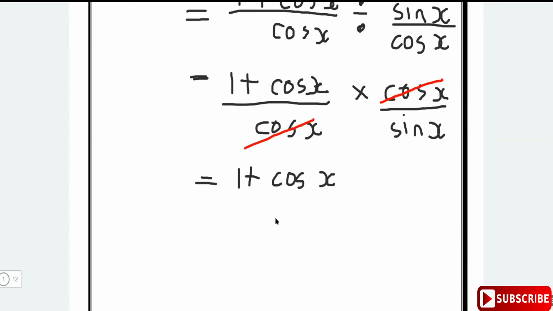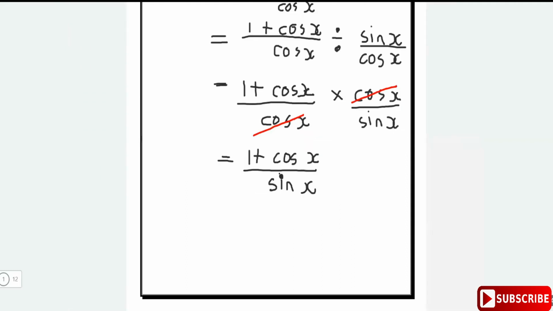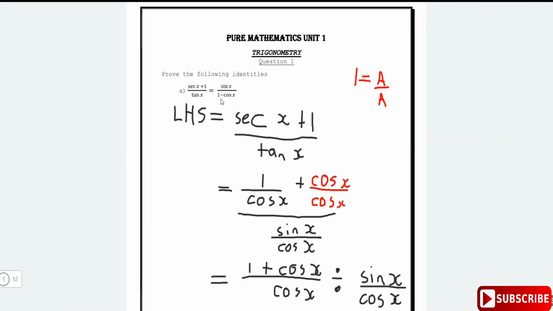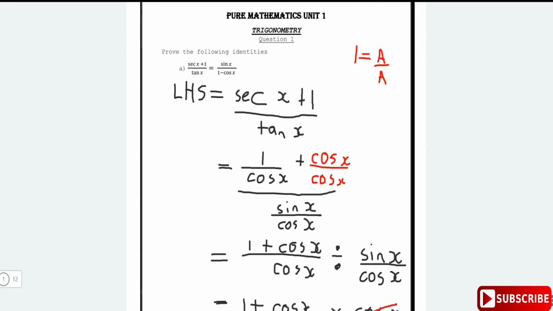Too easy, man, too easy. 1 plus cos x over sin x. Now after we get (1 + cos x) over sin x, we don't have our answer yet. We're nowhere near our answer. Our answer should be sin x over 1 minus cos x. So what can we do to get sin x over 1 minus cos x?